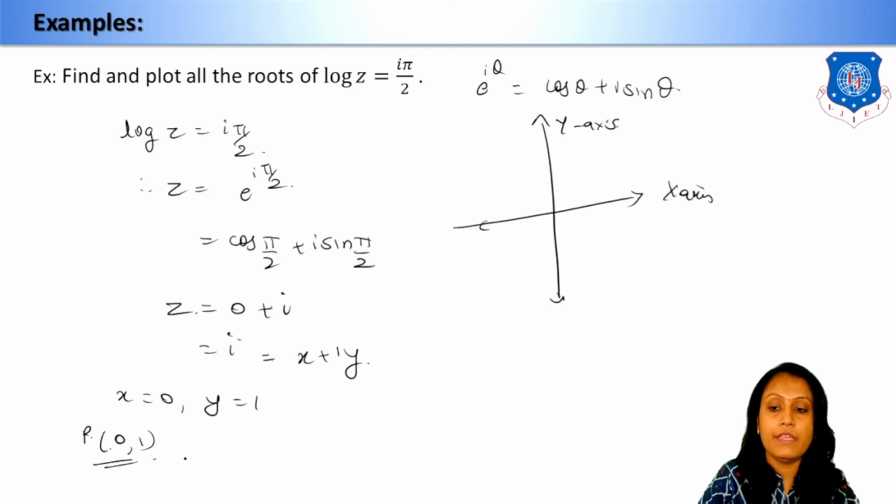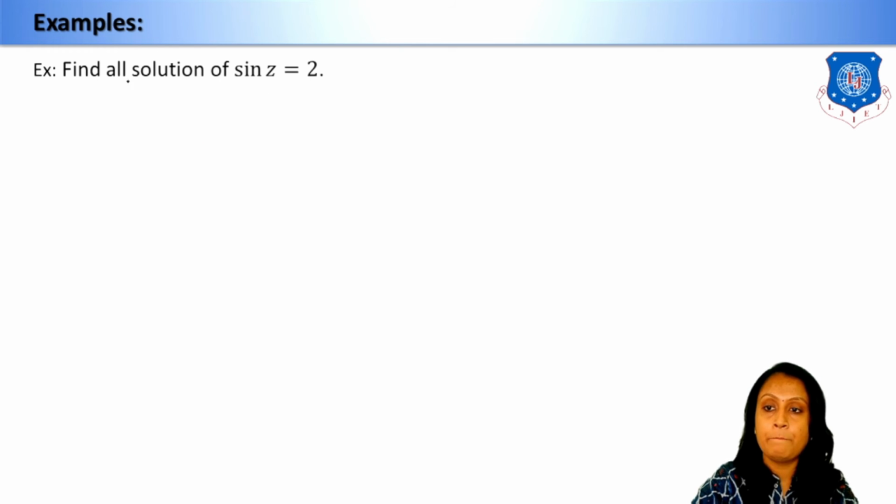Okay, and the point we have is 0 comma 1. So it is somewhere over here, right? So this is the point 0 comma 1, right? Now let's move to the next example.